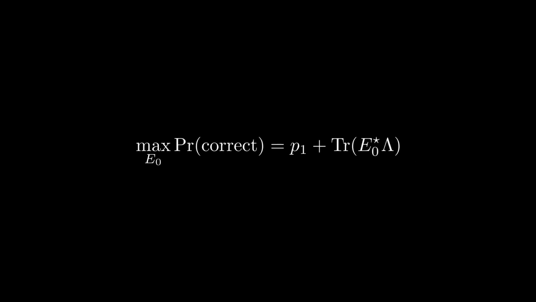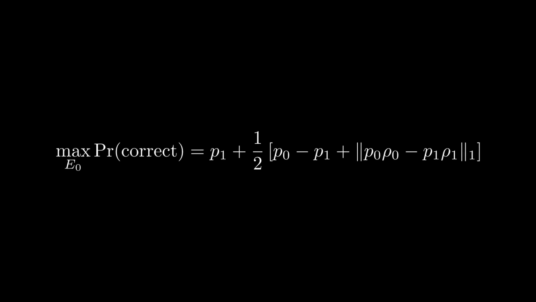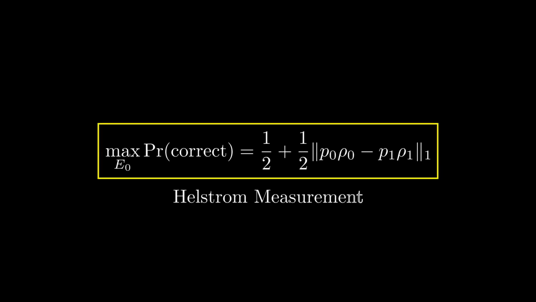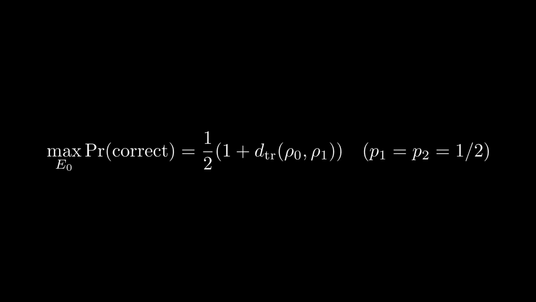Substituting this back in gives us the optimal probability of successfully distinguishing between any two states. This is very useful for hypothesis testing based setups, for example, or for finding lower bounds on sample complexity for distinguishing between two states. In the special case where P1 equals P2 equals 0.5, we can also write this in terms of the trace distance as follows.